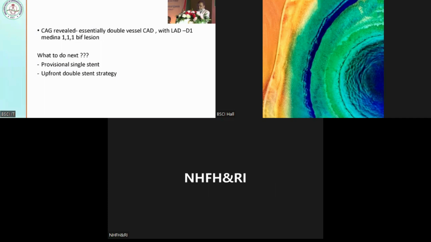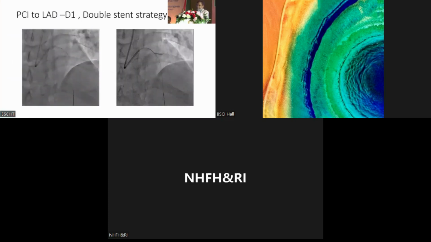And what should be the next plan? Provisional single stent strategy or upfront double stent strategy? Because the side branch ostioproximal lesion extended from the ostium up to 10 to 12 millimeter or 15 millimeter, that is why we have decided upfront double stent strategy.